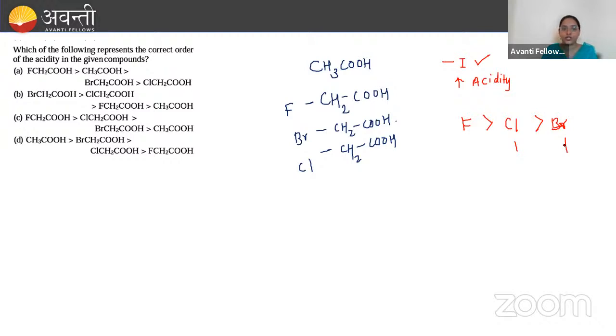So what will be the correct option here? Option C. Yeah, Ayushi, very good. So option C will be the correct answer here. Fluorine, then chlorine, then bromine, and then normal acetic acid.